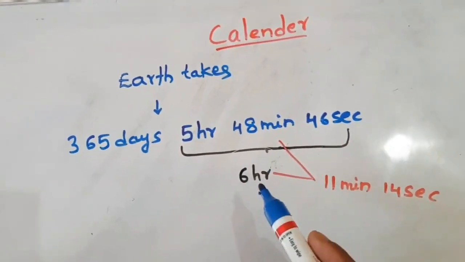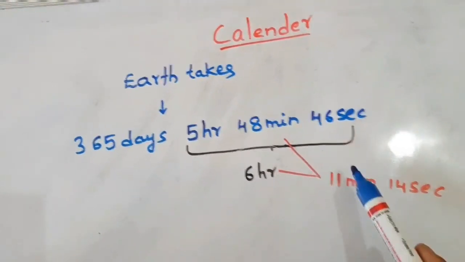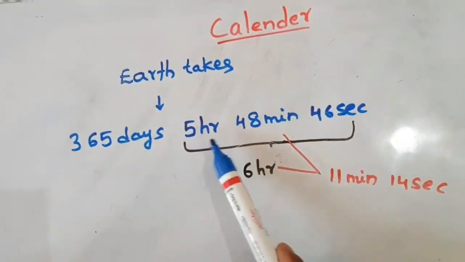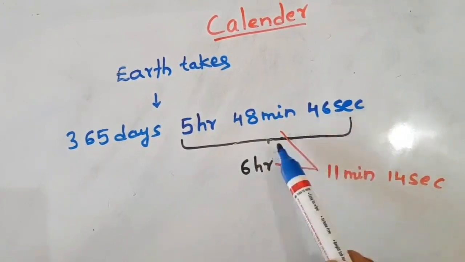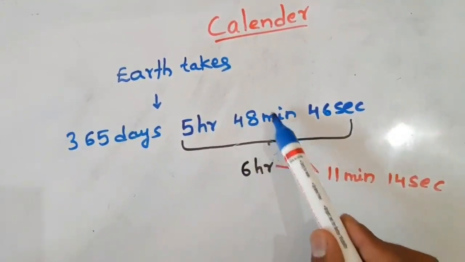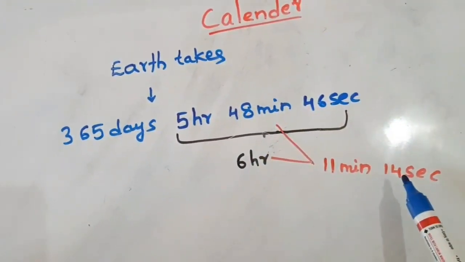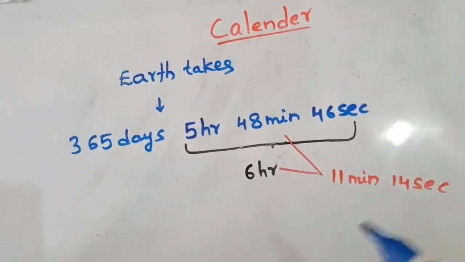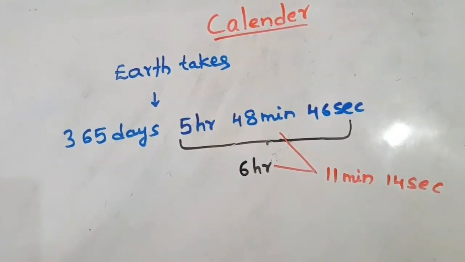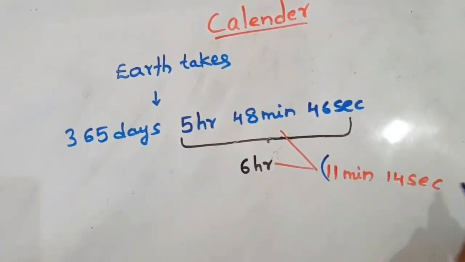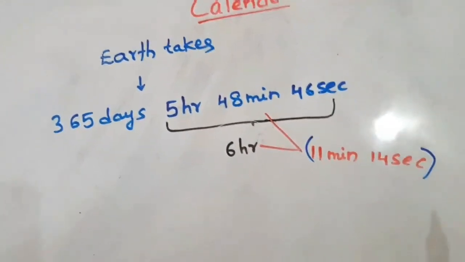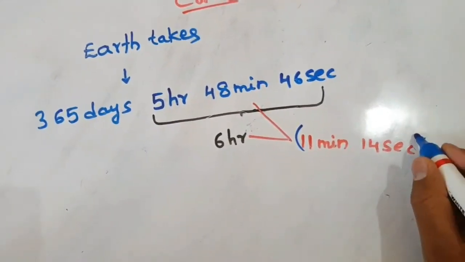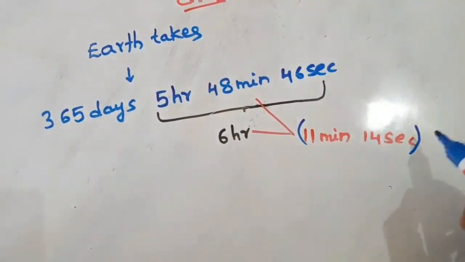Because of this approximation, I am losing 11 minutes 14 seconds. Instead of 5 hours 48 minutes 46 seconds, I took 6 hours. So I took 11 minutes 14 seconds more. So this 11 minutes 14 seconds I have to adjust somewhere. So for this 11 minutes 14 seconds per year, I am multiplying with 400 years. Like every year 11 minutes 14 seconds.